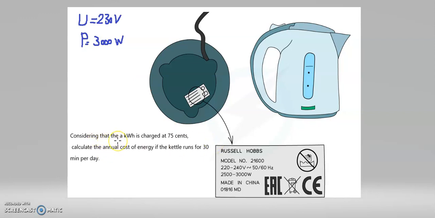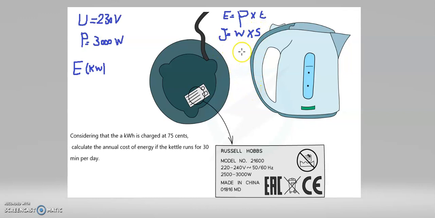Considering that kilowatt hour is charged at 75 cents. So here is the point. Whenever we want to calculate the energy cost, energy has to be in kilowatt hour. So what does it mean? We know that energy is power times time. We can have energy in joules. So if we want to calculate energy in joules, that means that power has to be in watt and time has to be in second.